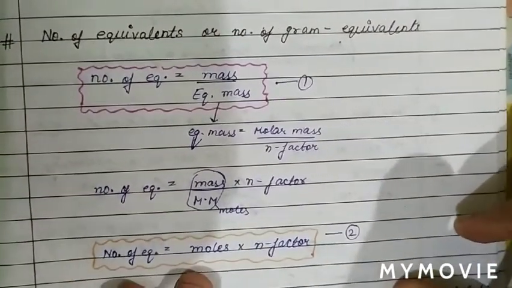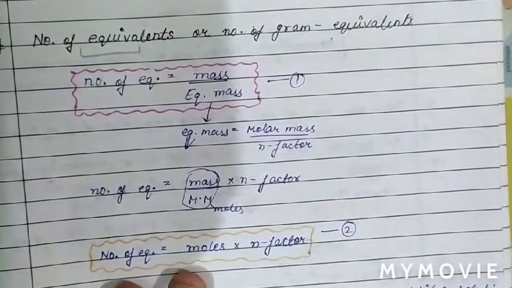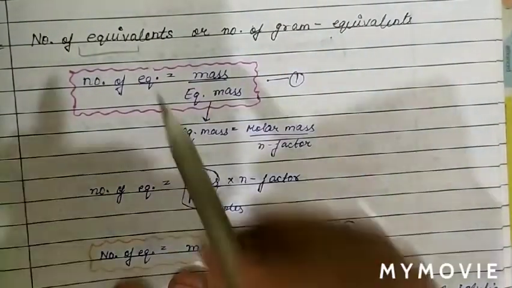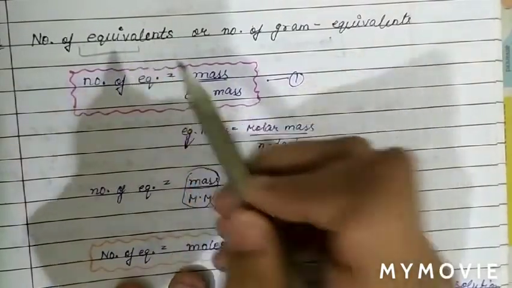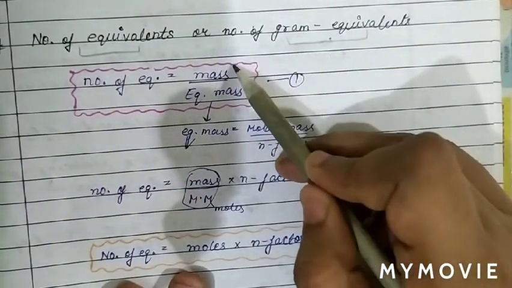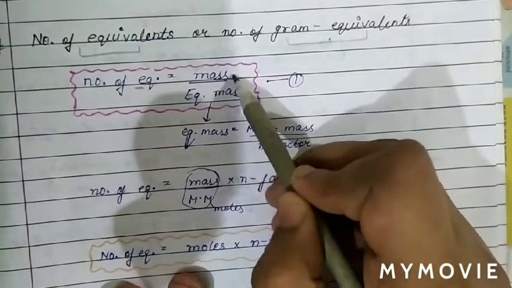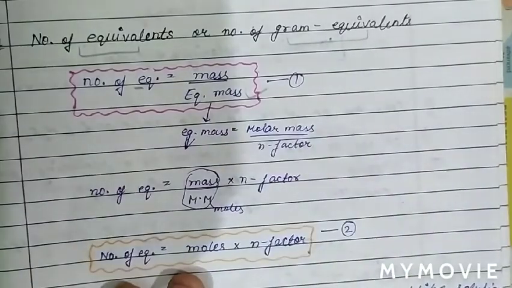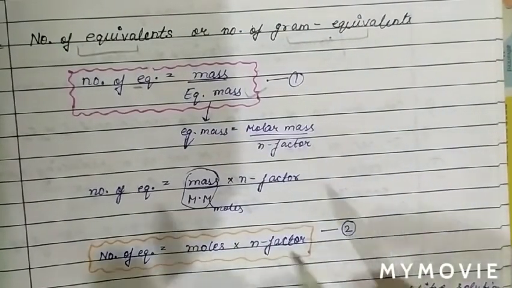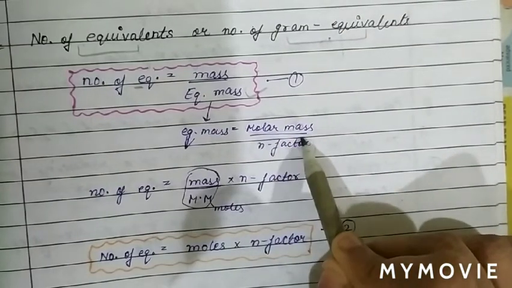So basically number of equivalents is similar to number of moles. We can also say number of equivalent as number of gram equivalent. As we know, number of moles is given mass upon molar mass, while number of equivalents is given mass divided by equivalent mass. And we know equivalent mass is equal to molar mass divided by N factor.